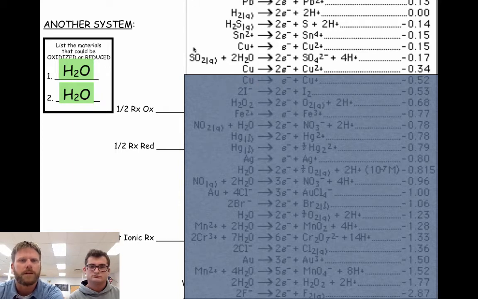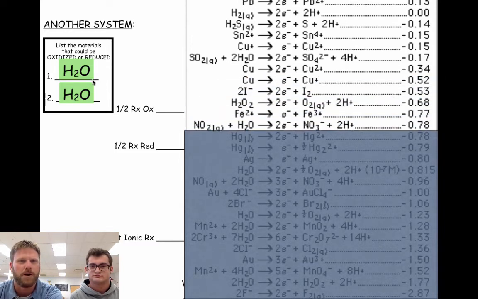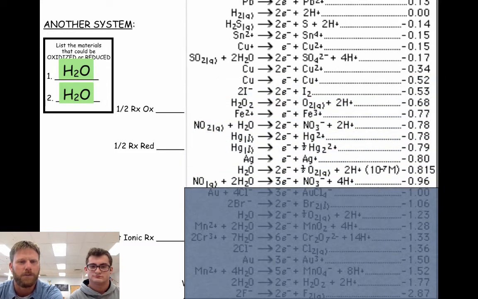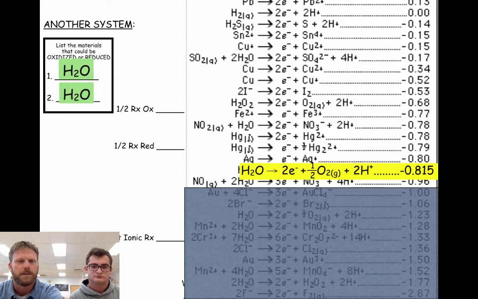Okay. Why can't we use this one right here that has water in it? Because it has stuff that we don't have. We only have water. All right, so we don't have SO2 on our list. Correct, so we can't use that. So let's keep going. You'll see some other examples that have water in them, but here is the half reaction that has only water as a reactant.